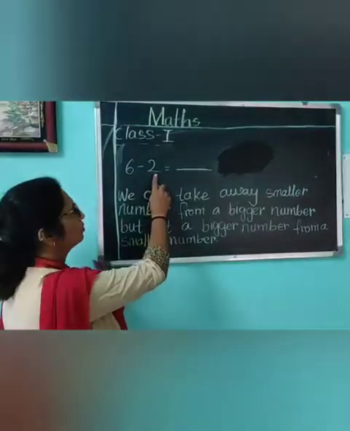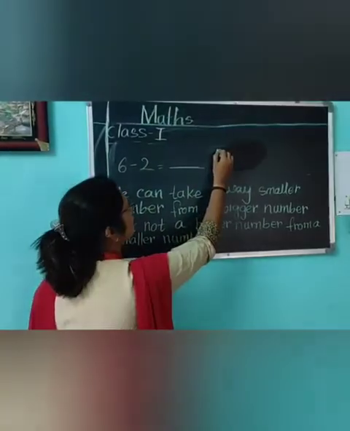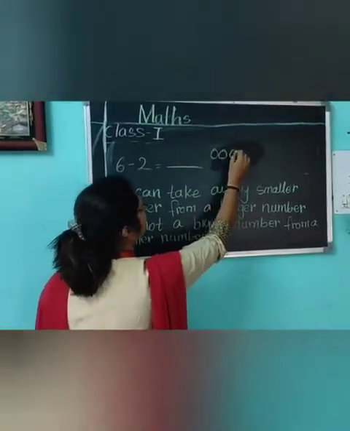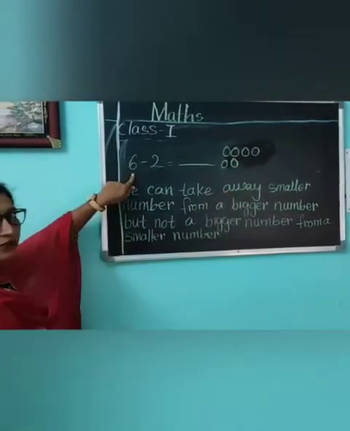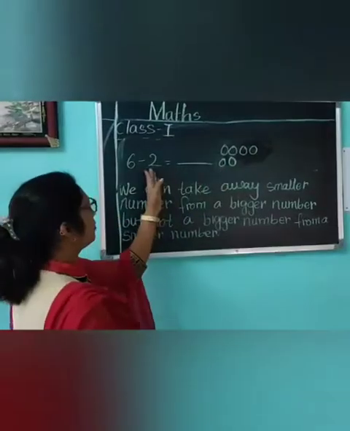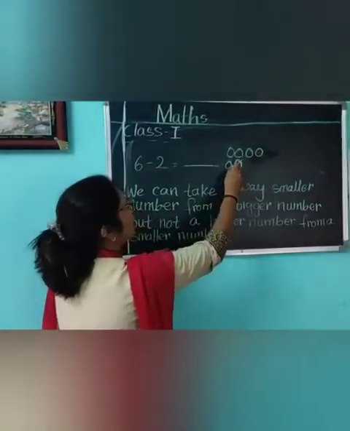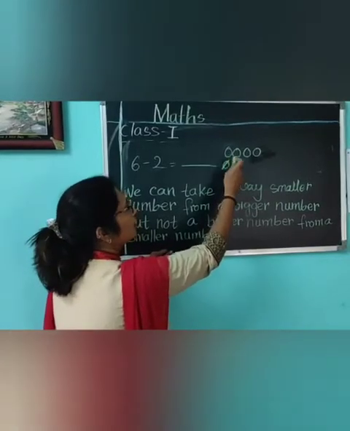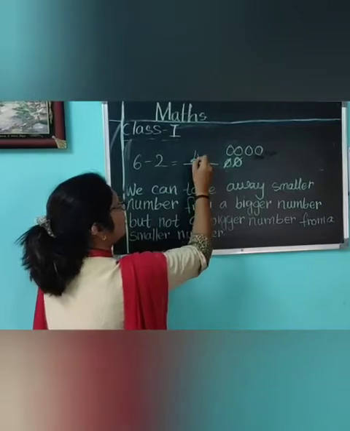6 minus 2. How will we draw? We'll draw the picture or we can draw a circle. 1, 2, 3, 4, 5, 6. How many circles did we draw? 6. How many do we have to take away? 2. 1, 2. Now count how many are there. 1, 2, 3, 4. Yes?